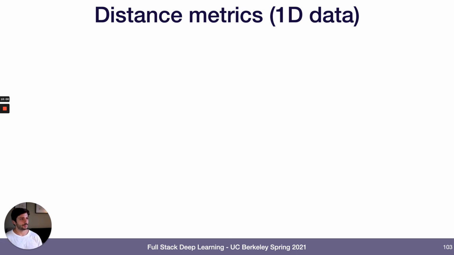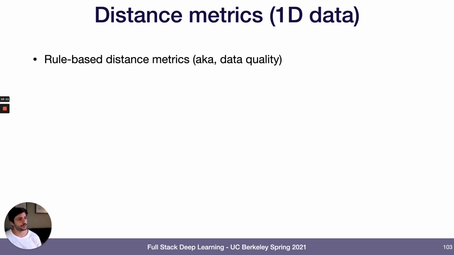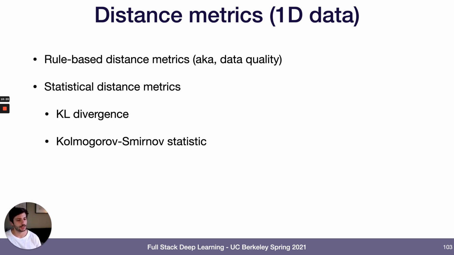So what distance metric should we use? First, let's consider the case where the data is continuous and one-dimensional. So there's a couple categories here. One is rule-based metrics. You'll also see this referred to as data quality metrics. And then there's statistical distance metrics. And so these are things like KL divergence, your KS statistic, something called a distance, and plenty of others.